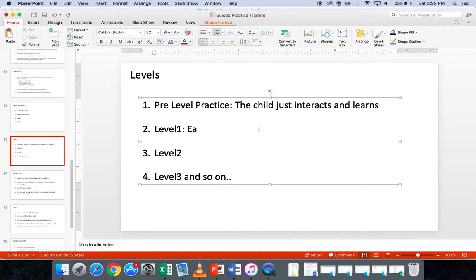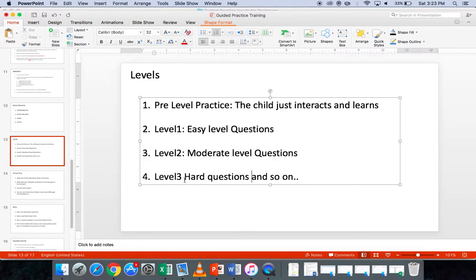In level 1, easy level questions are there, and in level 2, the moderate level questions, and in level 3 we have hard questions, and so on. So basically, the point is, in level 1 also, don't see it like questions per se, but the child needs to practice and learn.